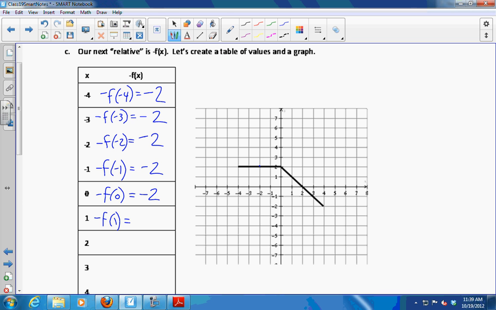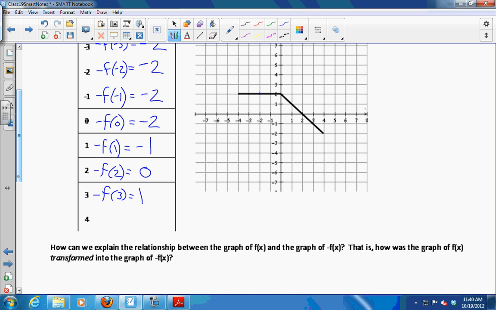So I have to take the opposite of that. So I get opposite of 1. And then negative f of 2. And f of 2 is 0. What's the opposite of 0? 0. And then negative f of 3. F of 3 is negative 1. What's the opposite of negative 1? 1. And then negative f of 4.